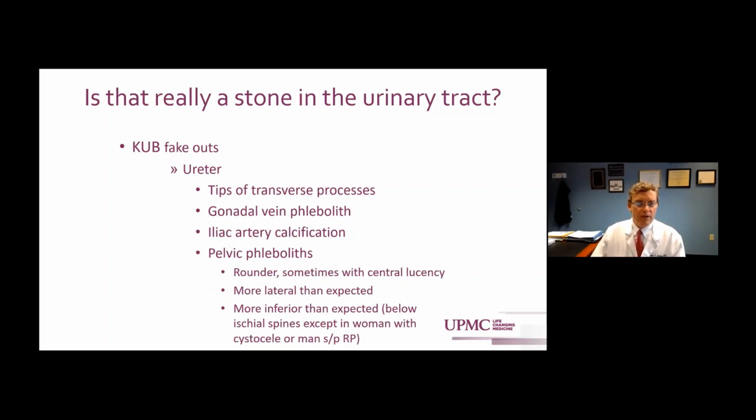And I listed a whole bunch here: gonadal, iliac artery, particularly pelvic phleboliths. Some of the clues to pelvic phleboliths is they tend to be a little rounder, sometimes a central lucency. Hopefully, they're a little bit more lateral than you'd expect the ureter to be, or a little inferior below the ischial spines, which is classically where we expect the UVJ to be. Although, again, beware in women that have a cystocele, or a man that's status post prostatectomy, or someone with another anatomic abnormality, the UVJ may not be where you expect.